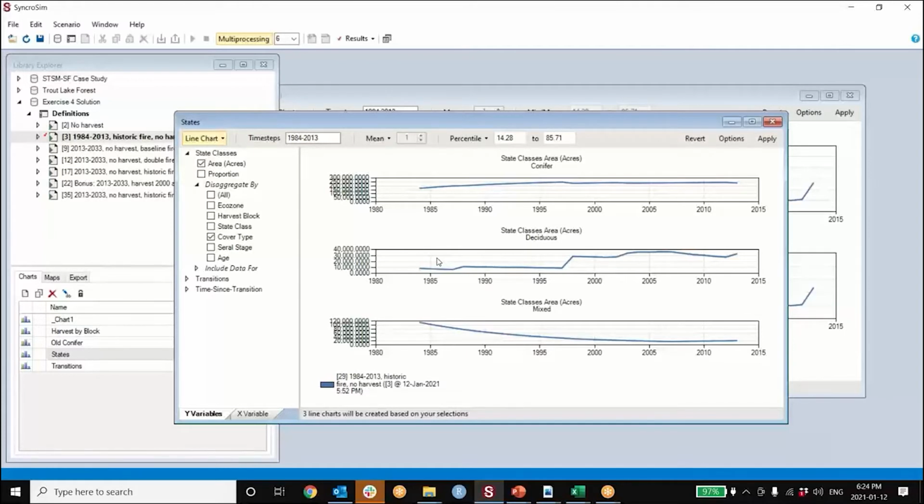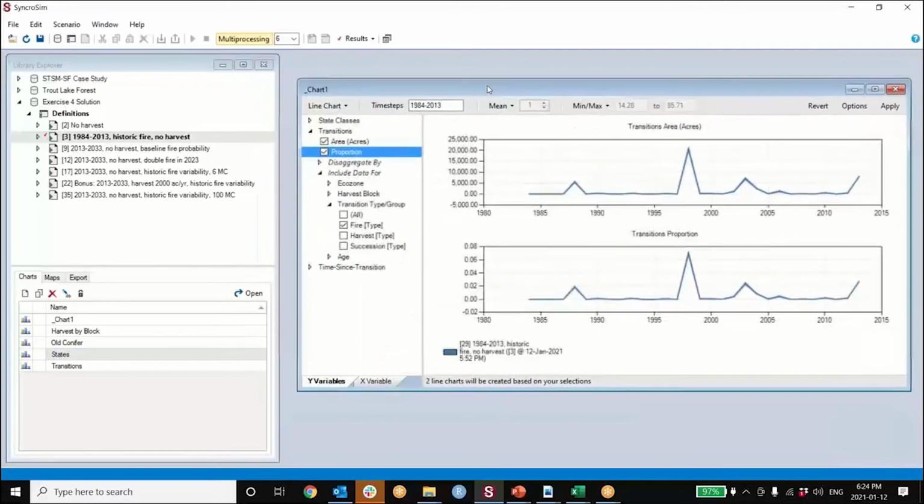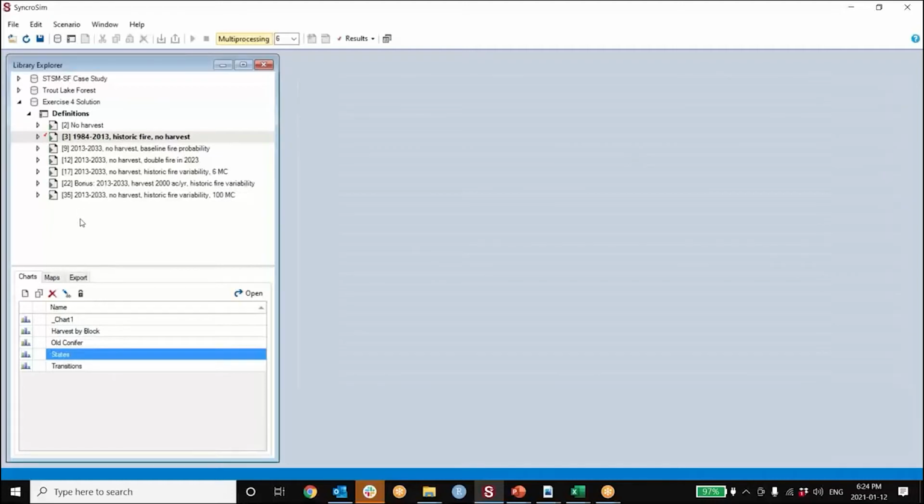At the very end then, it asked also if we introduce this variability now, what's the effect? We've looked so far at the effect on uncertainty in fire. We can also look at the uncertainty in old conifer. So what I can do is take this scenario off the results set.